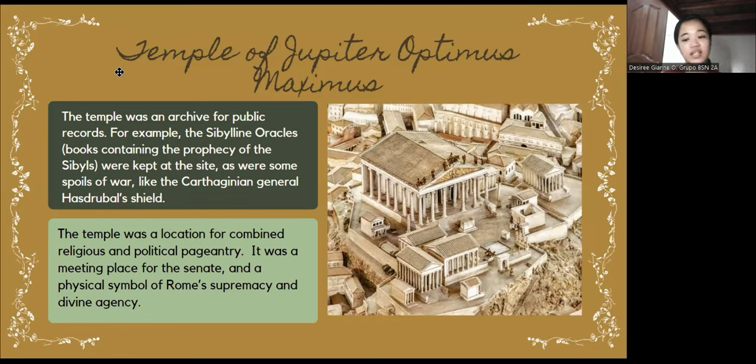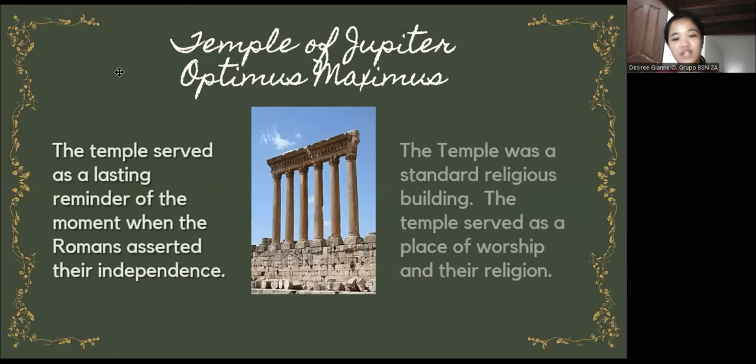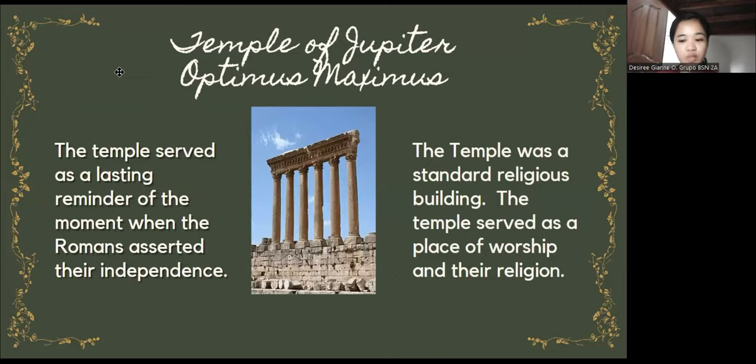But in 83 BC, it was destroyed by a fire. And palagi itong nababago because palagi siyang nasisira. Kaya, and today, ito na lang yung mga natitira na ruins na makikita sa Temple of Jupiter Optimus Maximus.